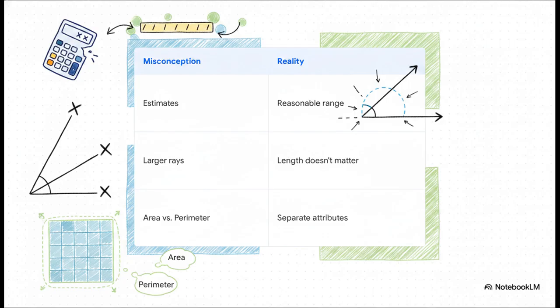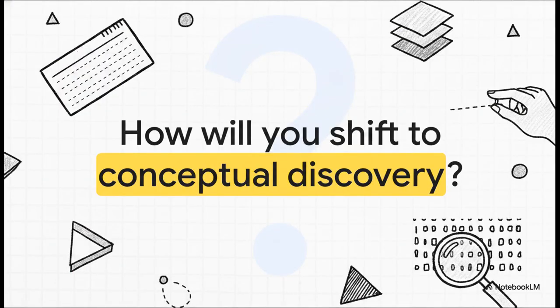And lastly, confusing area with perimeter. We have to reinforce that they are totally separate attributes. Area is tiling the inside, perimeter is like wrapping a string around the outside. And that brings us to our final question for you. How will you shift your next measurement lesson from rote memorization to conceptual discovery?